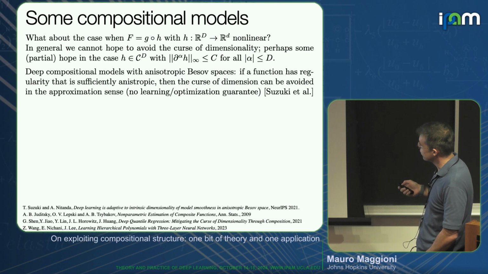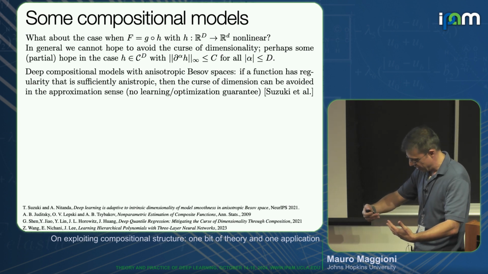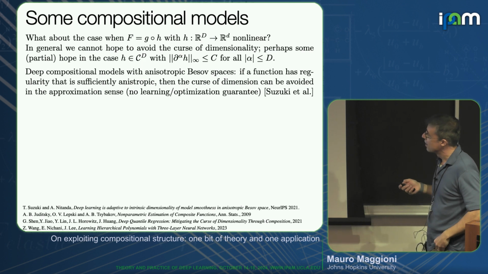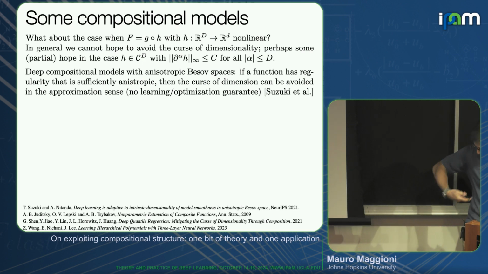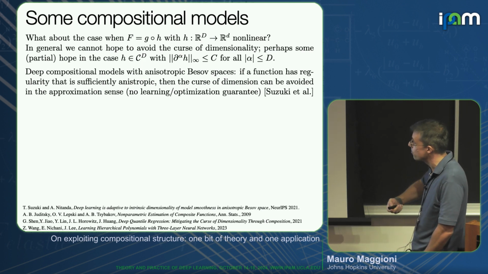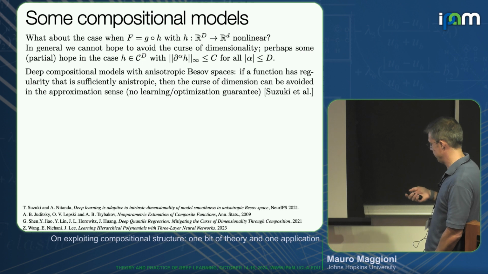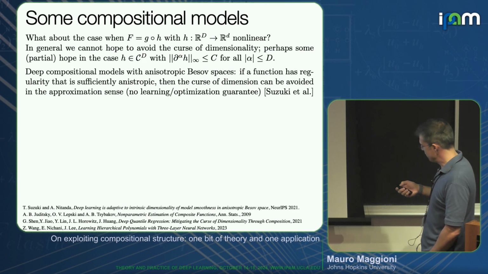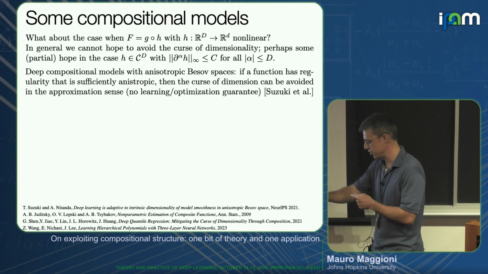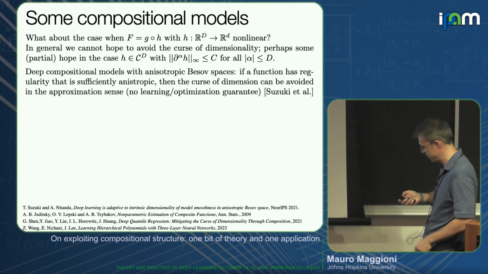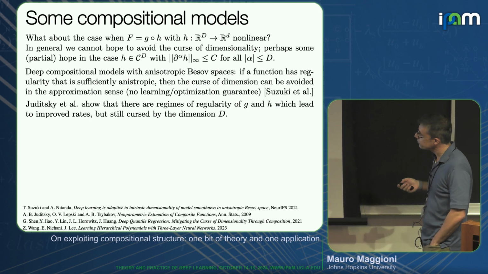Then they prove that certain network architectures have an expressivity that allows them to approximate these functions without the curse of dimensionality. Of course, there is no optimization and learning there, but it's a positive result in the direction that there is hope, for example, for anisotropic Besov spaces. These are very much axis aligned, right? So this is about smoothness in the first coordinate direction, in the second coordinate direction, in the third coordinate direction. So they're not super flexible, but it's very interesting.